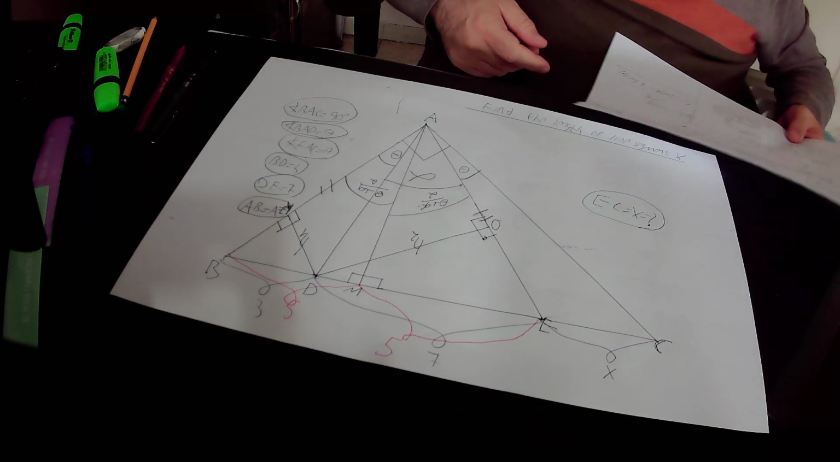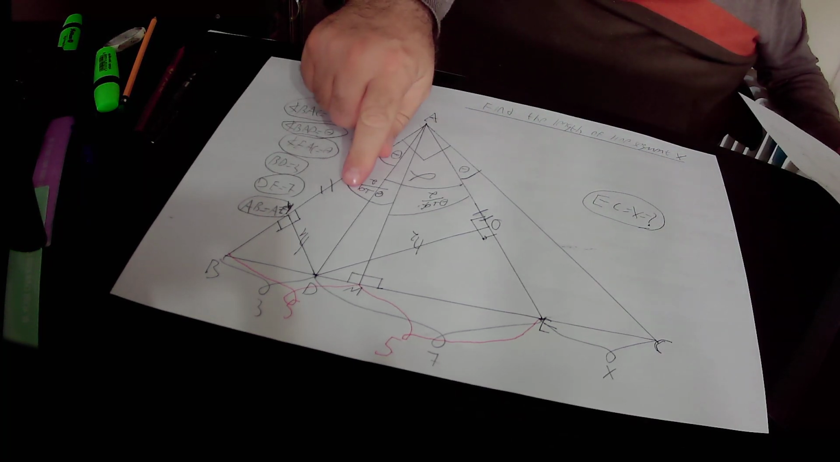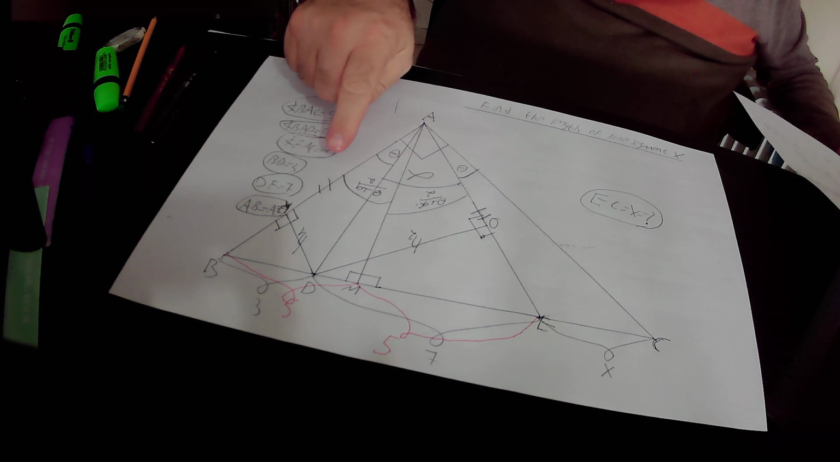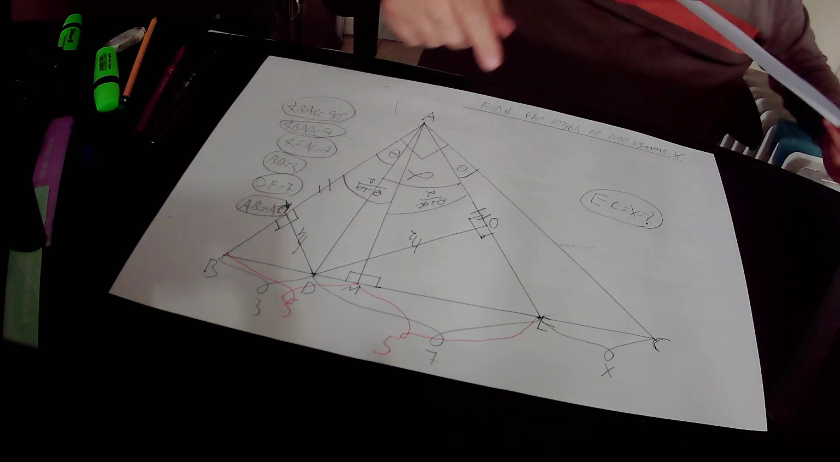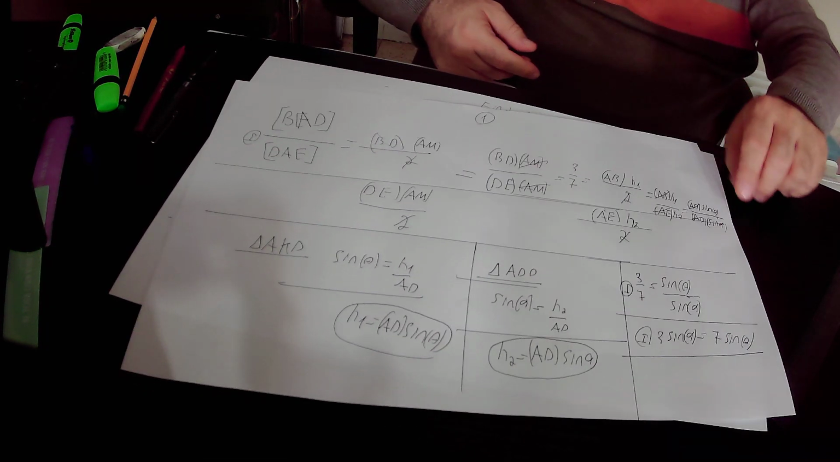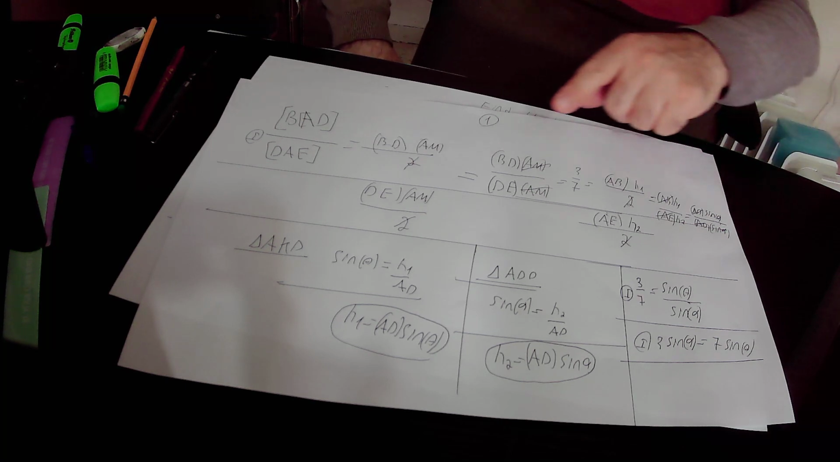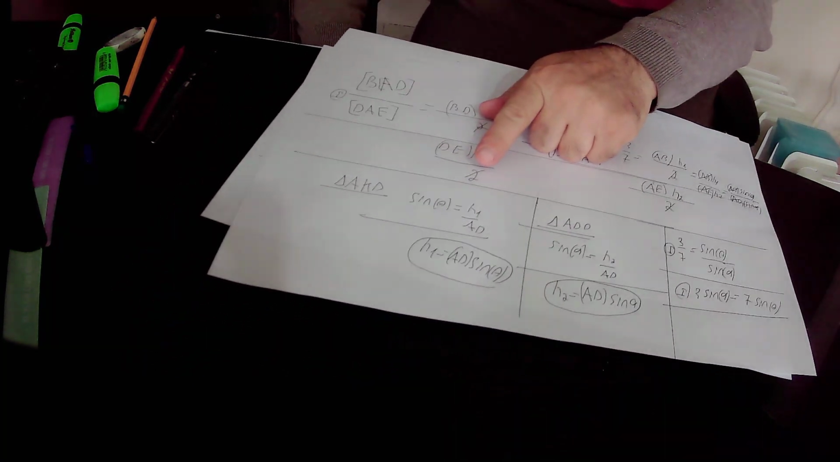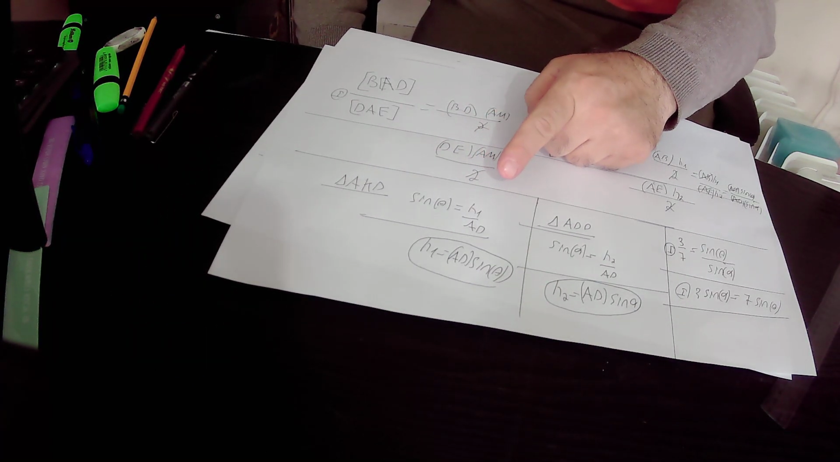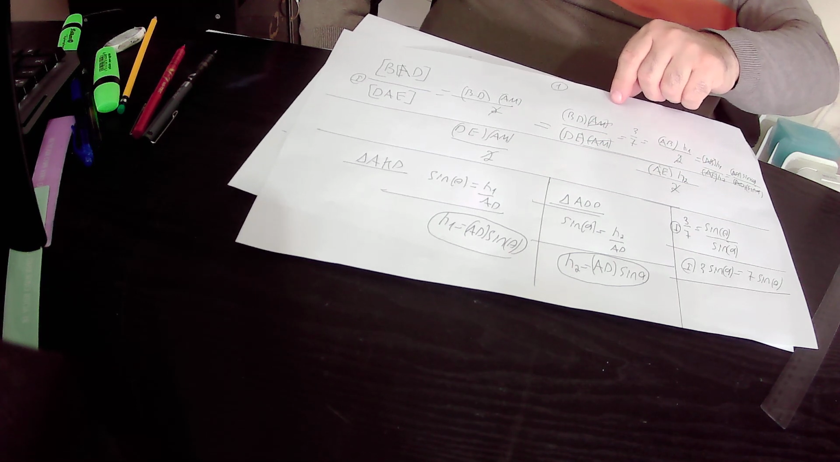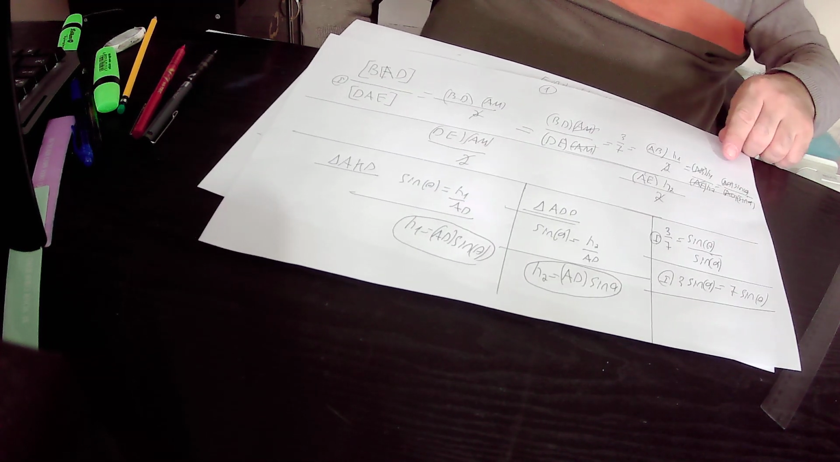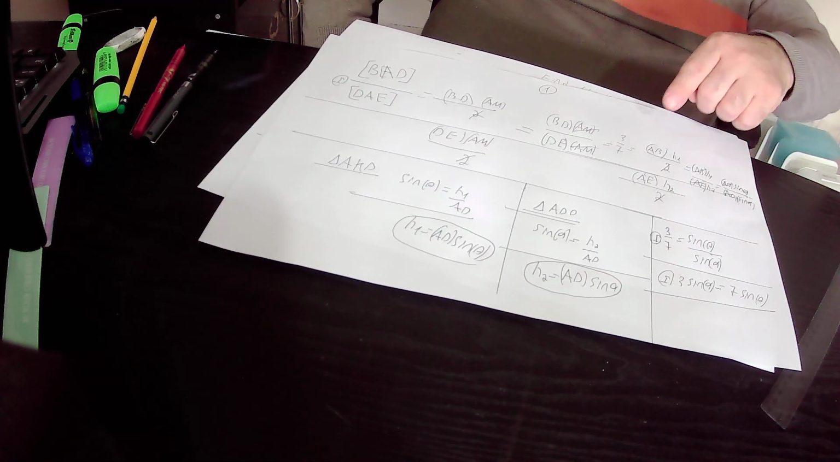So we focused on the right triangle AKD. In this right triangle, we can say that sine theta equals H1 over AD. In the right triangle ADK, sine theta equals H1 over AD. We multiply this equation by AD, and we get that H1 equals AD times sine theta. So we can substitute H1 by AD sine theta.